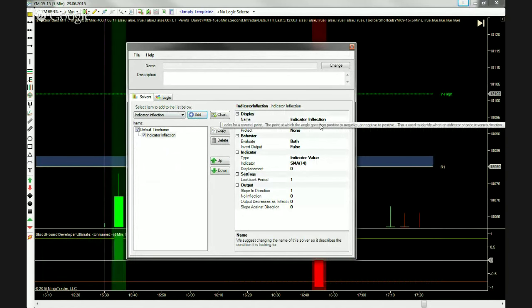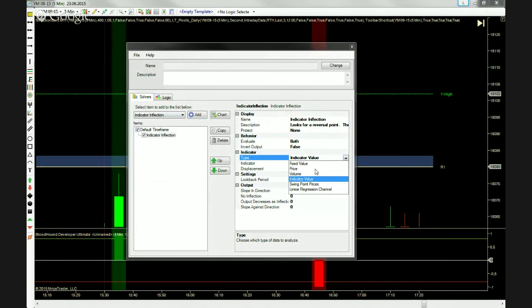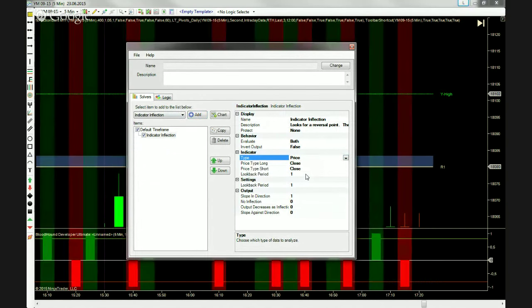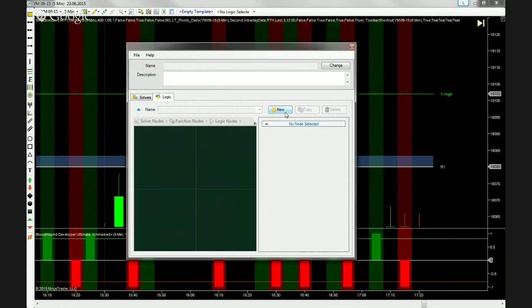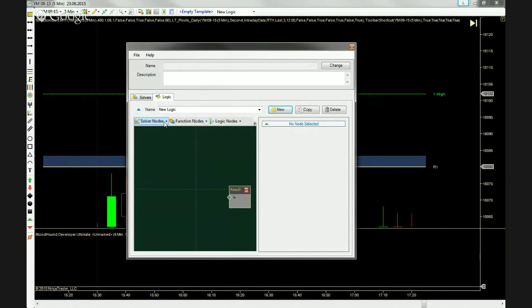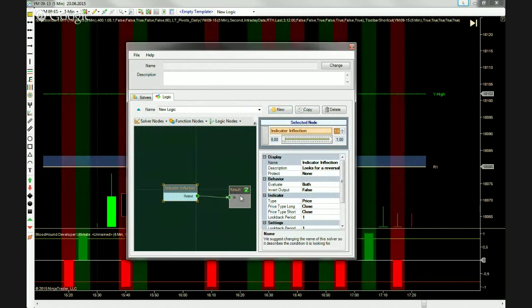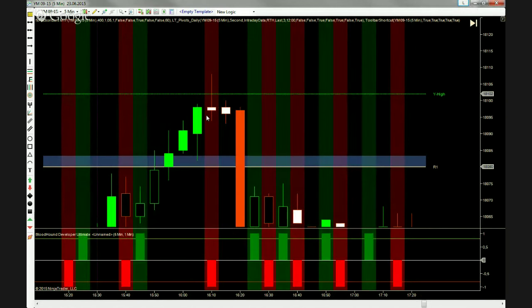We add that, and this is basically just looking for a reversal point. So we can go in here and choose price, and that's it. So it's now finding prices that are inflecting up or inflecting down. Let's go create the logic here. Add our solver that we just created. And there you have it. It's marking this as a short because it's inflecting down. It's marking this as a long because it's inflecting up. This one closed down, this is closing up, price inflection.